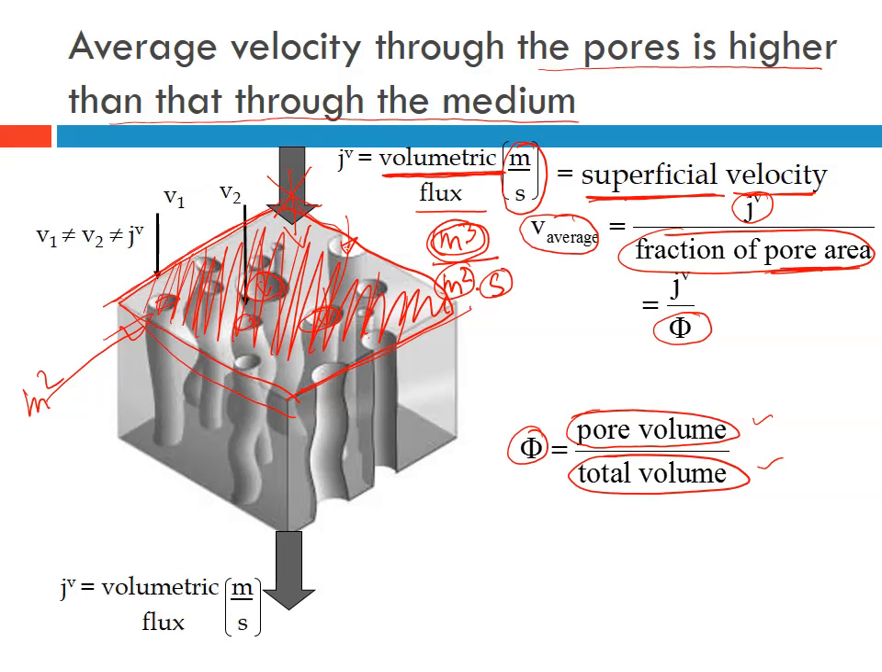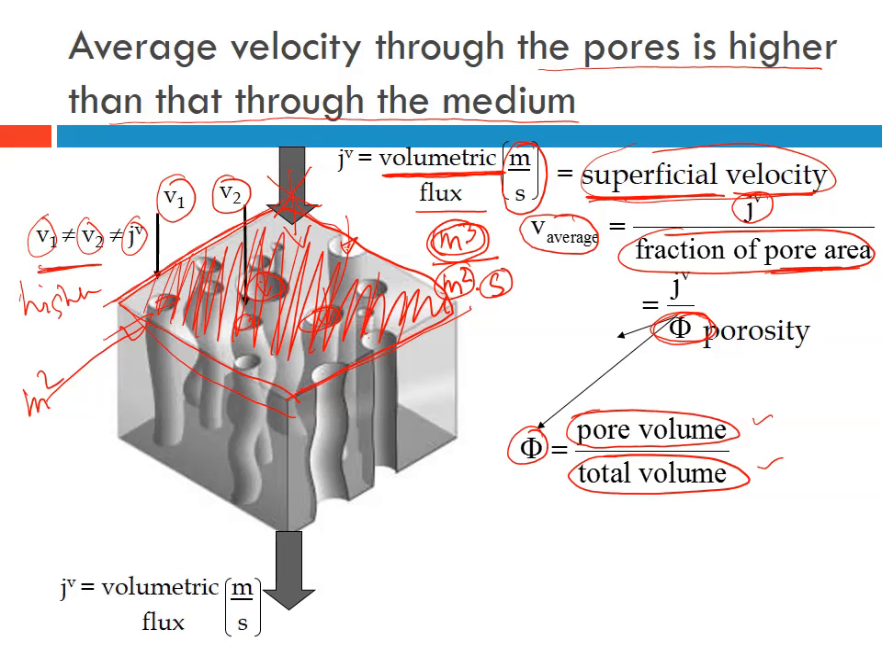Pore area over total area would be the same as pore volume over total volume. So that's kind of like the porosity. So we divide the superficial velocity by porosity to get the actual velocity through the pores. We're not going to do anything with this actual velocity, but you get the idea that the velocity of actual fluid flowing through the pores is not the same as the superficial velocity. These are higher. Okay.